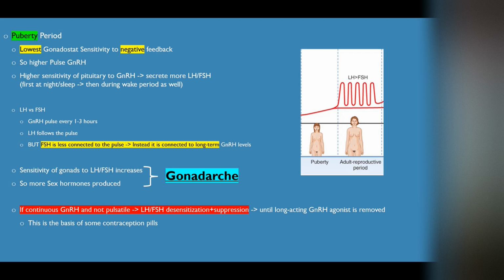Remember, pulsatile. If it's continuous GnRH and not pulsatile secretion, LH and FSH become desensitized and are suppressed. This is the basis for some contraception pills. Again, remember, not just the value, the pattern is also important in endocrinology. If you are in second-year physiology and you don't understand the concept, you will think, okay, GnRH is stimulated, more FSH, more LH. No, LH and FSH want the pattern as well. If I inject a lot of GnRH, LH and FSH will stop. That's the magic of endocrinology, that the pattern affects downstream values.